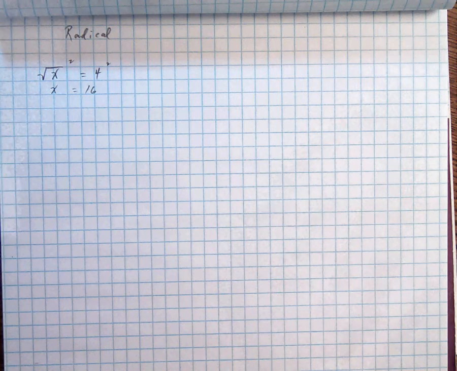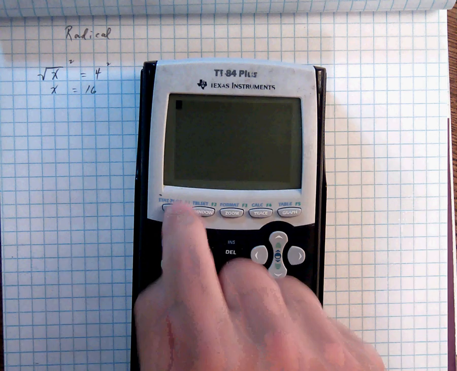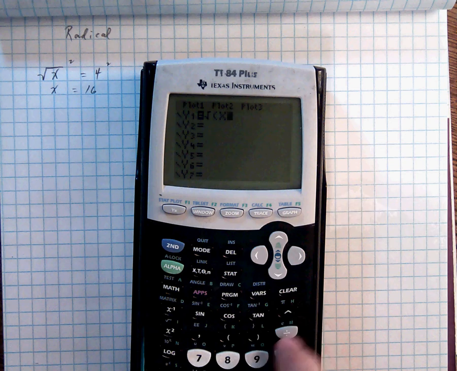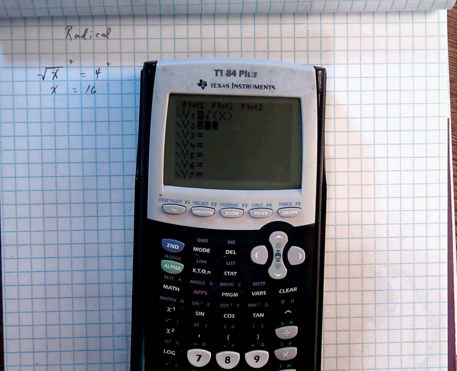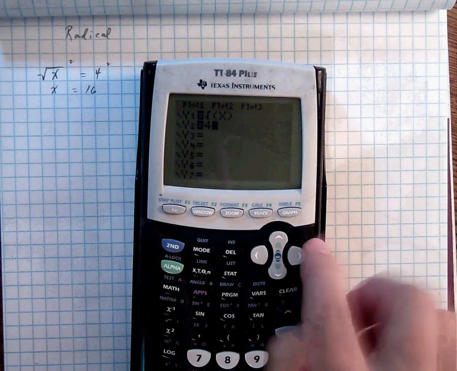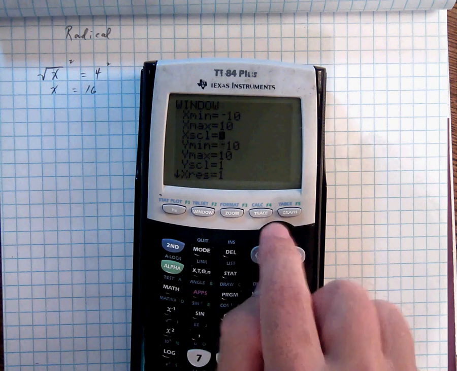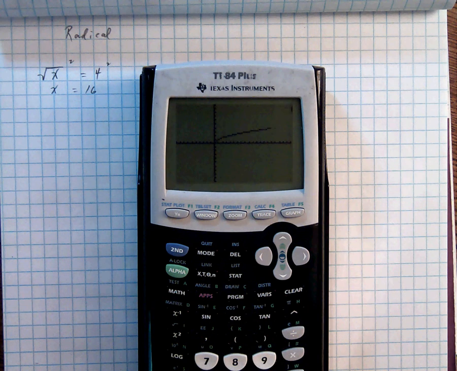So x equals 16 is a solution. We could graph it. So y equals square root of x. And then I'll also graph 4, right? So y equals 4 should just be a horizontal line. And I know the answer is 16, so I know I'm going to need to see out to at least 16, so I'll go up to 20, just to make sure I can see it. So there's the radical equation. There's 4, and you can see where they cross.